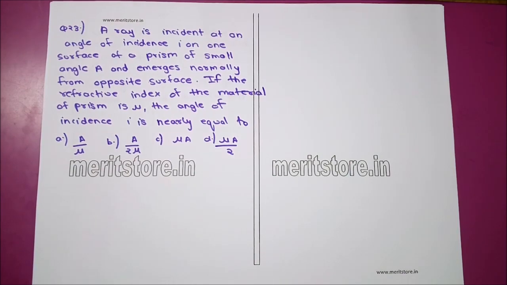A ray is incident at an angle of incidence I on one surface of the prism of small angle A and emerges normally from the opposite surface. If the refractive index of the material of prism is mu, the angle of incidence I is nearly equal to, options given are A by mu, A by 2 mu, mu times A and mu A upon 2.